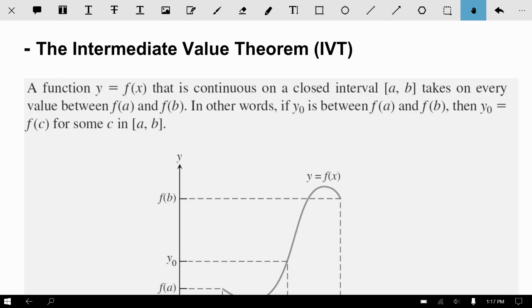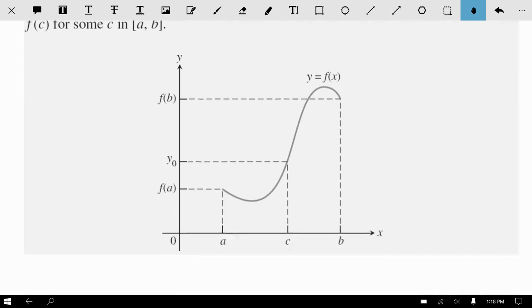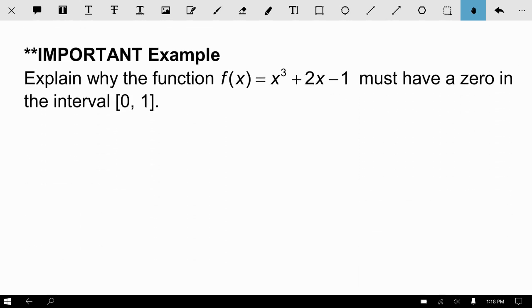A function y equals f of x that is continuous on a closed interval a to b takes on every value between f of a and f of b. Those are the two endpoint values. In other words, if we have y naught, which is between f of a and f of b, then our function has to be equal to y naught for some x value c within our interval a to b. And I'll show you an example of how you would do this.